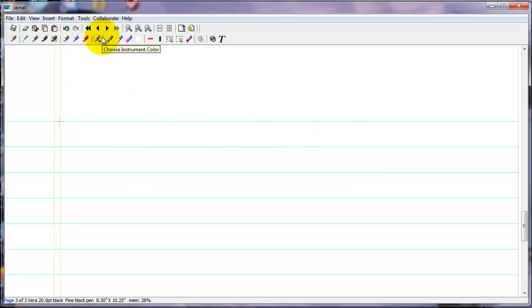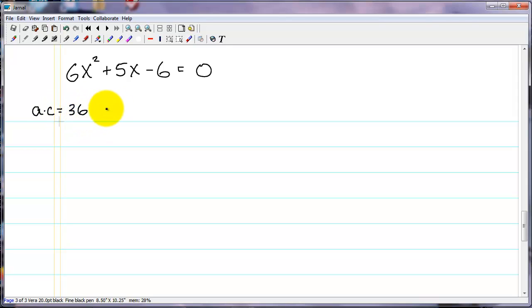So let's look at some other examples here. Let's look at 6x squared plus 5x minus 6 equals 0. So again, we want to try to factor this. So let's use that a times c method here. So a times c is negative 36, and we're looking at a pair of numbers that multiplies to be negative 36 and adds to 5, so that's going to be negative 4 and 9.